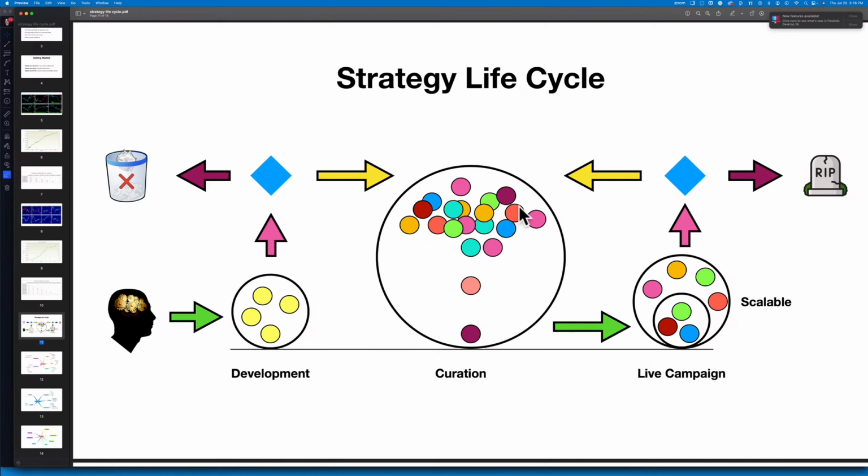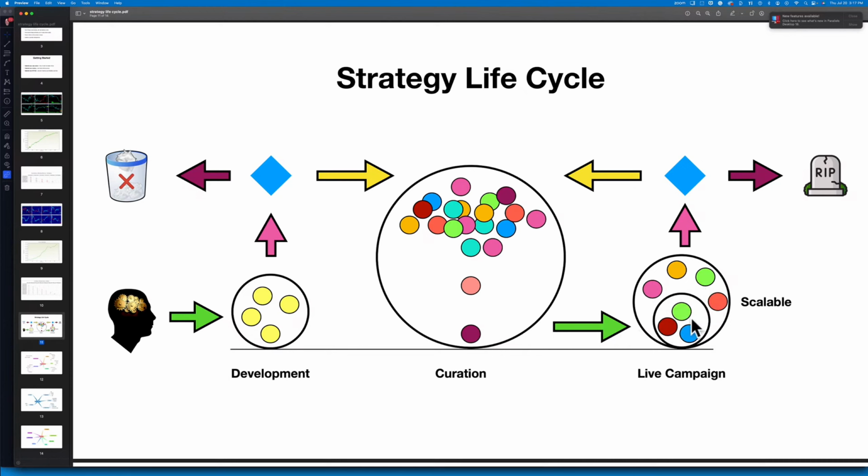And every once in a while, after that curation cycle, and you're running them in simulation mode, some of them stand out above all the others, and they drop down here, like they're going to be born. And if they drop down far enough, you say, okay, they will be born, and I'll put them into a live campaign where I'm going to put real money to them. And this is all of what we're going to do.